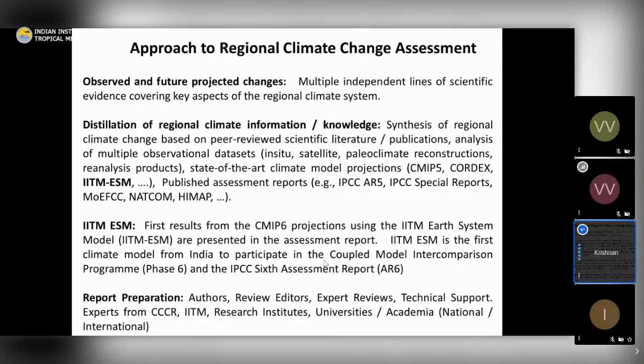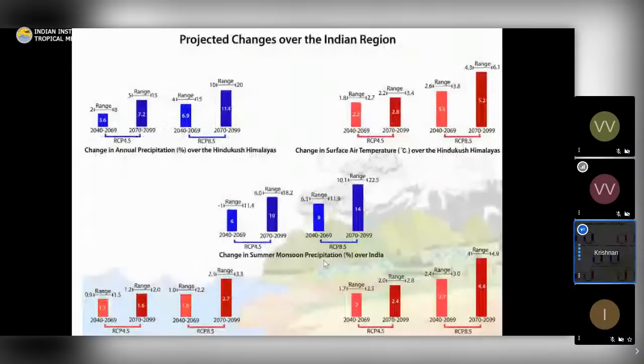And we have also included the first results from the CMIP-6 projections of the IITM ESM, because this is an important contribution from the CCCR and from IITM. The report preparation has been led by more than 100 authors, various review editors, expert reviews, a technical support team, and various research institutes, universities, academia, and so on, both national and international. And this is a quick summary.